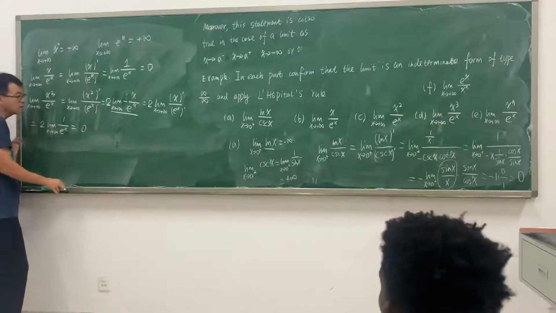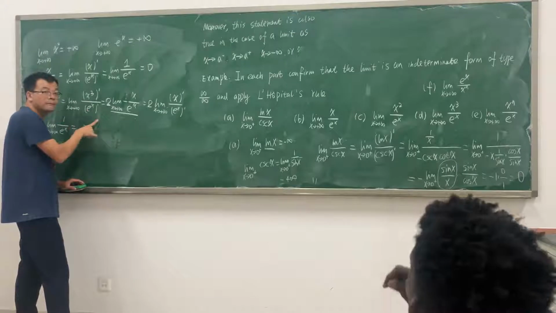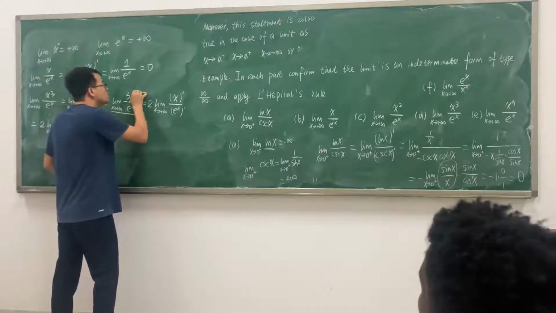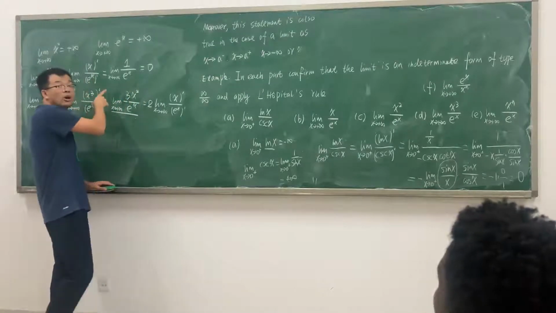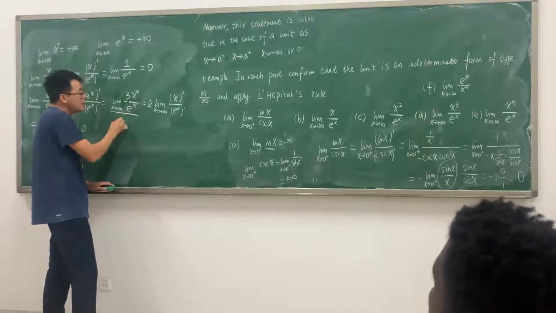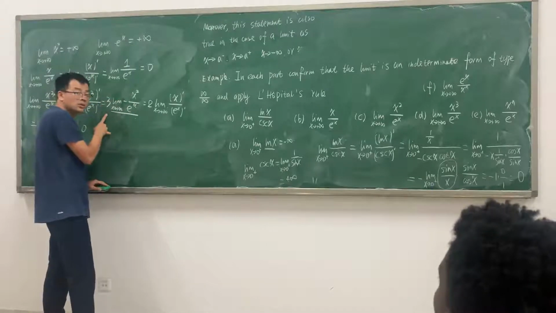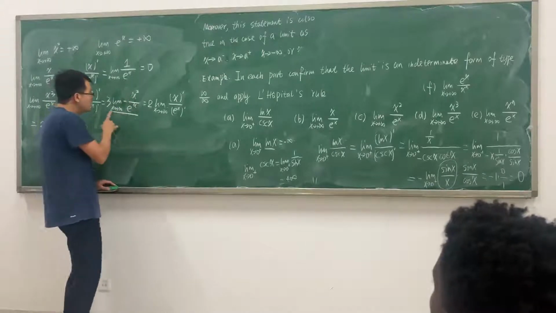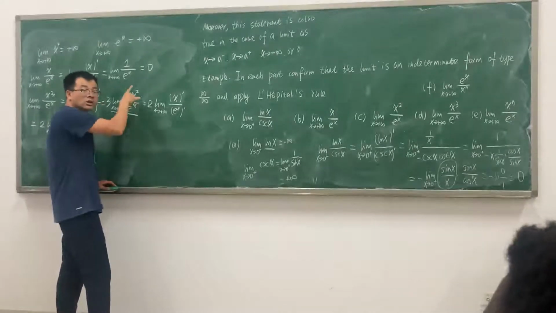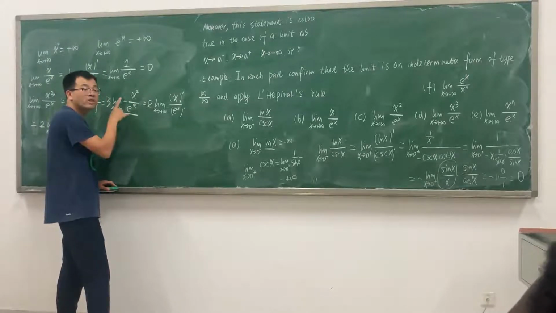So we use L'Hopital's rule. The derivative of x cubed is 3x squared, and the derivative of e^x is e^x. Here 3 is a constant, so it can move out. We have x squared over e^x. As x approaches plus infinity, x squared goes to plus infinity and e^x goes to plus infinity, so this is also an indeterminate form of infinity by infinity.